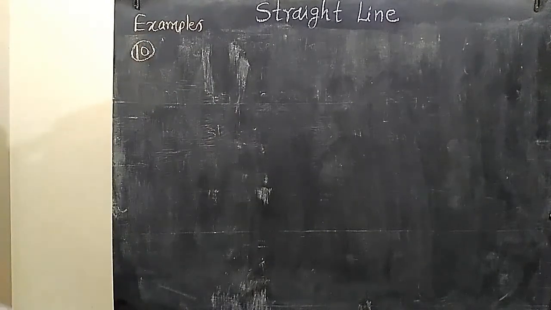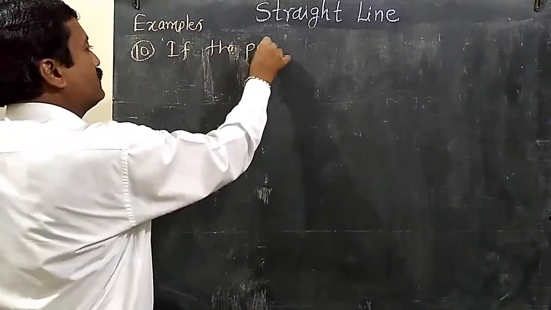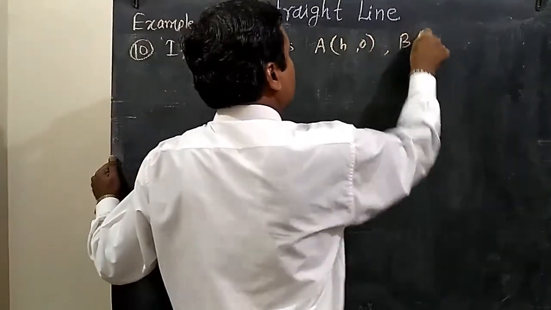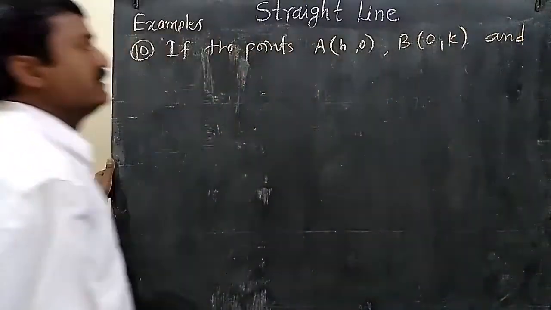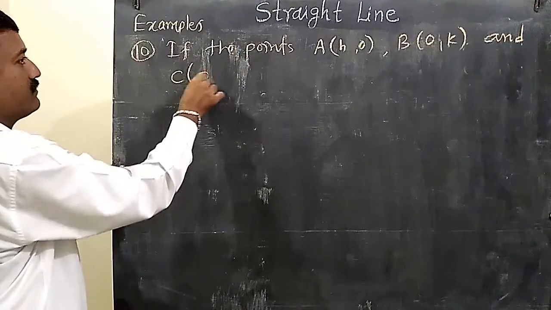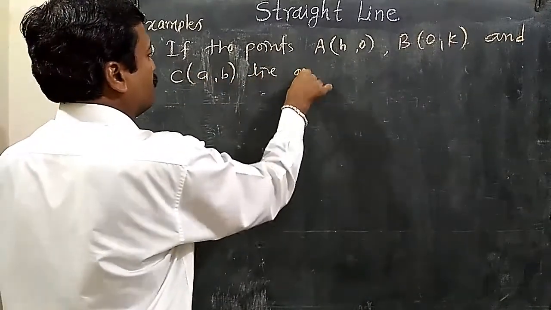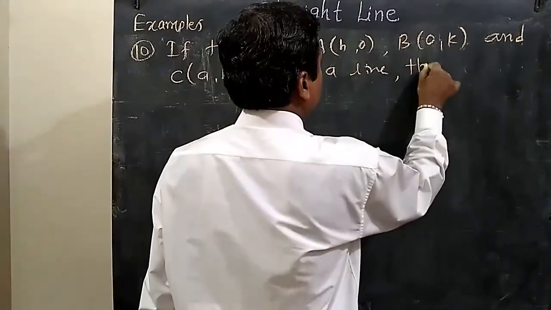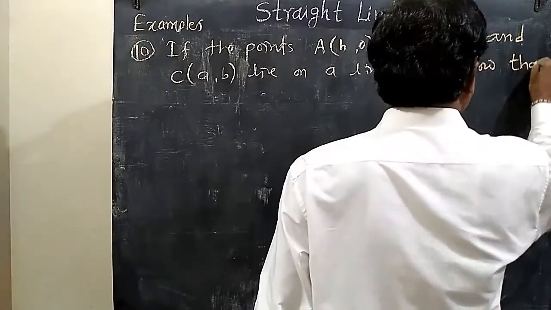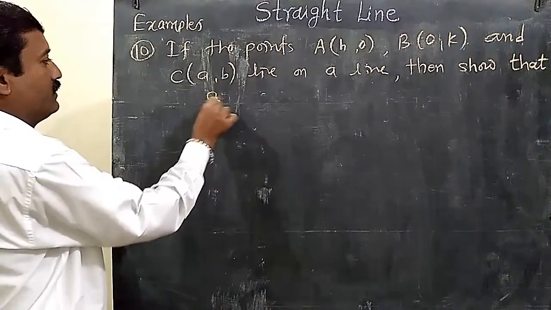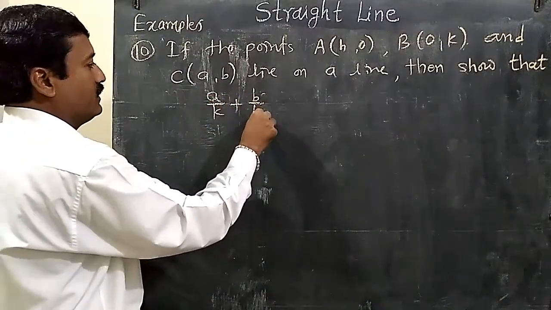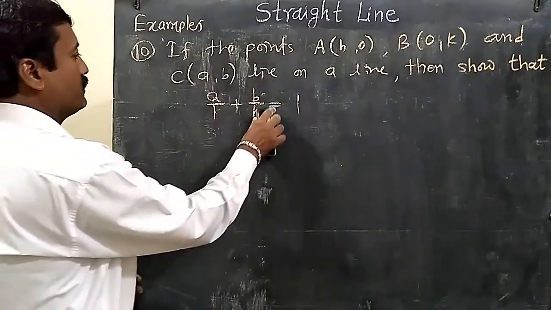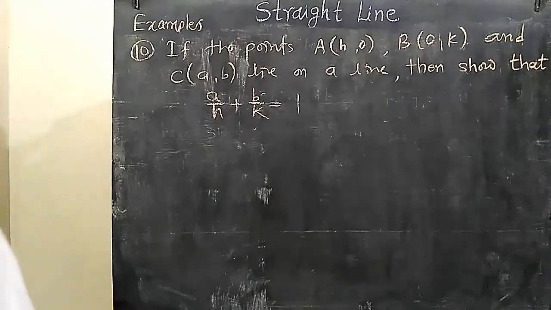If the points A, B, C lie on a line, if the points A, that is (h, 0), B, that is (0, k), and the third point C is (a, b), lie on a line, then show that a upon k plus b upon h equal to 1, or a upon h plus b upon k is equal to 1.